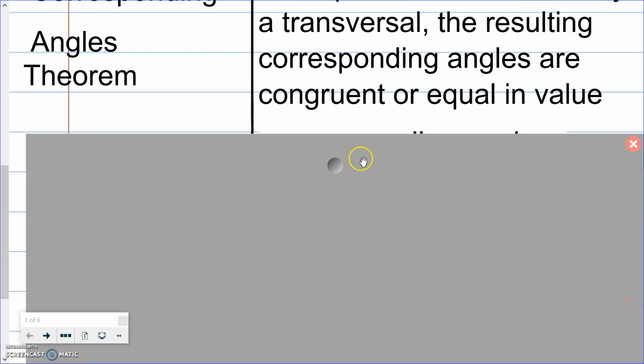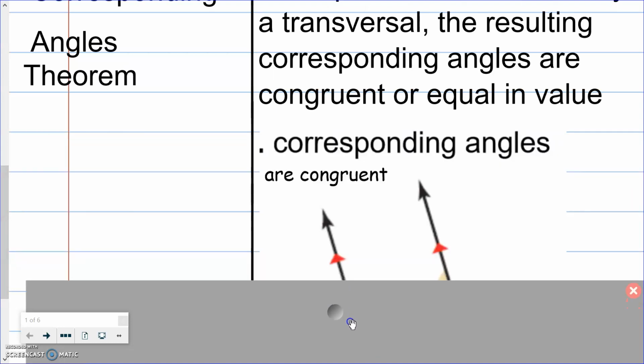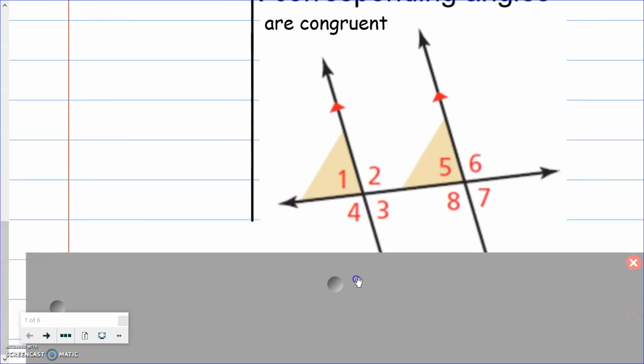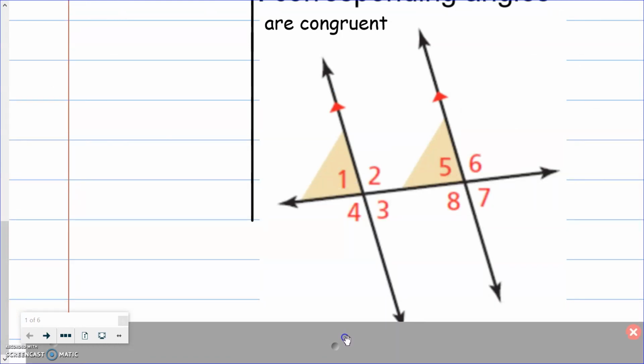What do corresponding angles look like? Here's a diagram illustrating our two angles. Here are our parallel lines. The red arrows on each one indicate that these two are parallel. And then we have a transversal cutting them. Our corresponding angles are 1 and 5. Since the lines are parallel cut by a transversal, corresponding angles are congruent. If this angle was 30, this one would be 30 as well, 30 degrees.